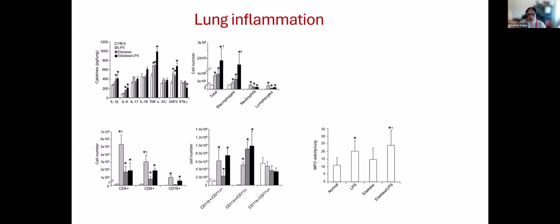Then we conducted flow cytometry in collaboration with Dr. Curtis, and we quantified T cells, B cells, as well as different types of macrophages in the lungs. All 3 groups of mice again showed increased CD4 and CD8 positive cells, but it was much higher in LPS treated mice compared to elastase alone or the combination of elastase and LPS groups.